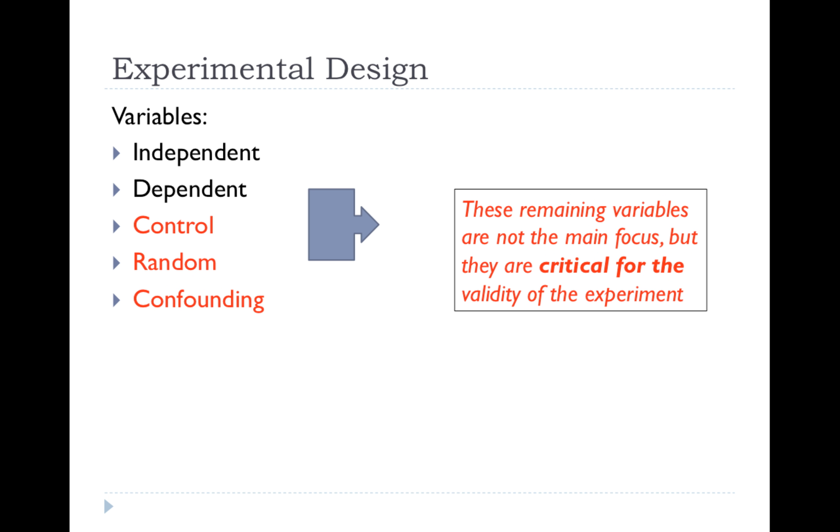All right, so then we also have three other things that we need to be aware of. Control, random assignment, and confounding variables. Obviously, those are not variables that we're really interested in. They're not the main focus, but they're still critical components because they actually influence the validity of an experiment. So we really need to be aware of them.